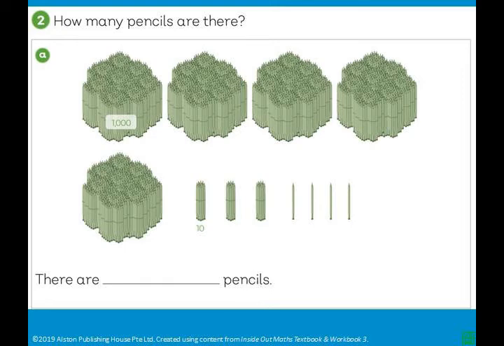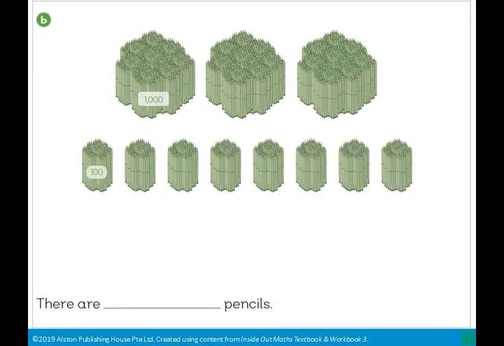Okay, here. Okay, how many pencils do you see here? Okay, we have 1,000, 1,000, another 1,000, and next we have 100. 1, 2, 3, 4, 5, 6, 7, 800. Is it 8? 1, 2, 3, 4, 5, 6, 7, 800. So how many pencils are there? Okay, write the numeral number. Very good.